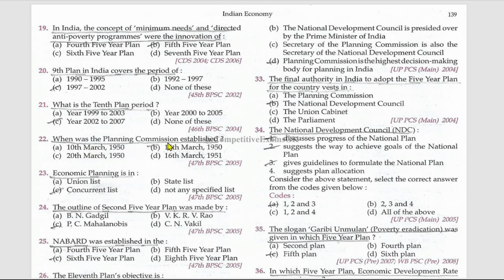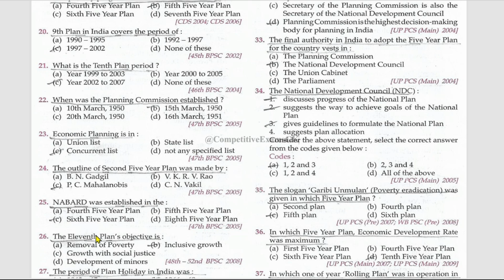When was the Planning Commission established? It was established on 15th March 1950. Economic planning is in the concurrent list. The outline of the second five-year plan was made by P.C. Mahalanobis. NABARD was established during which five-year plan? That is sixth five-year plan.